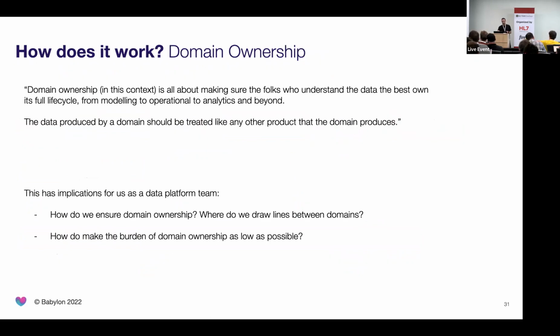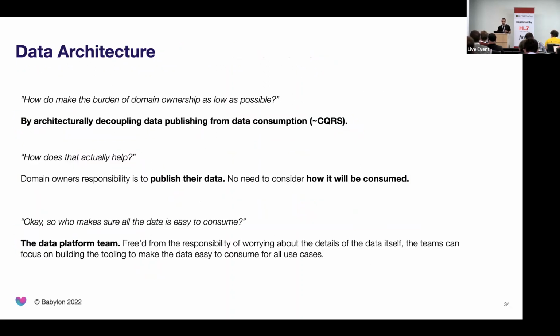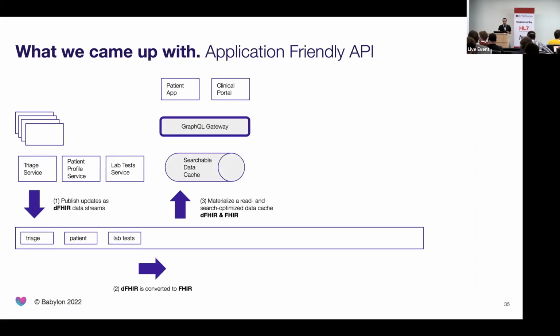The other part here was, how do we make the burden of domain ownership as low as possible? And the data architecture is what enables this. The main reason that it does is because we're architecturally decoupling data publishing from data consumption. So all a domain owner has to think about is publishing their data. They don't have to worry about how it's going to be consumed. And who worries about making sure the data is easy to consume? That's us as a data platform team. Because we're now free from the responsibility of accepting the data and making sure that all happens in a timely fashion, we can focus on building the tooling to make the data easy to consume for all use cases.